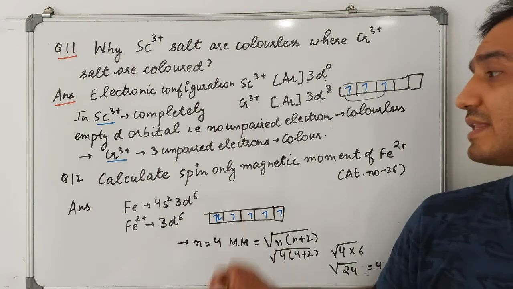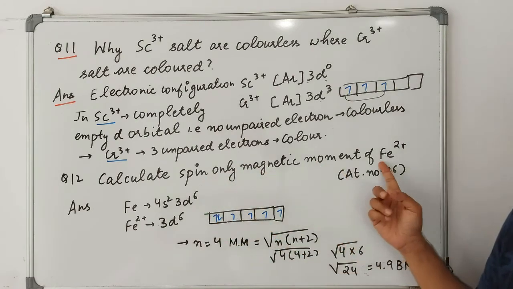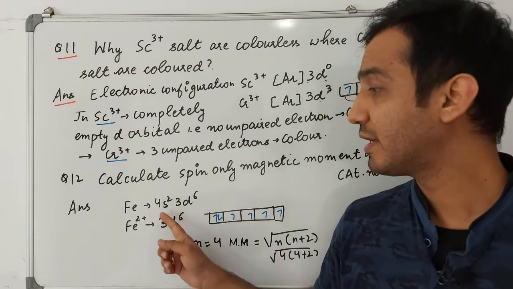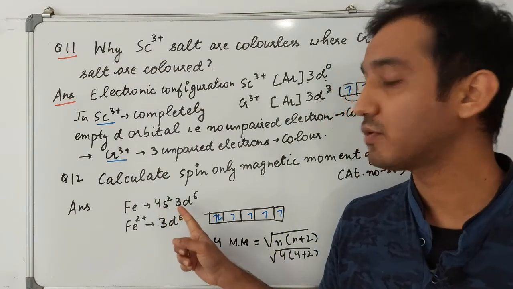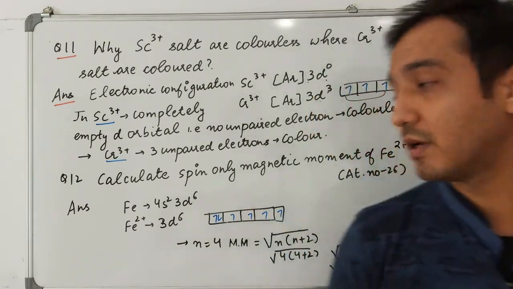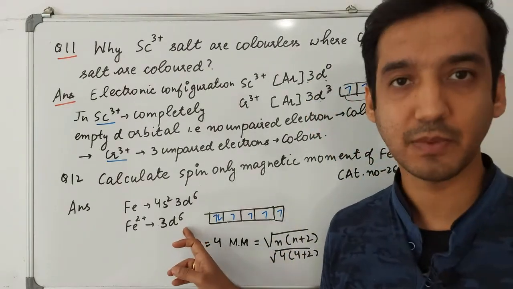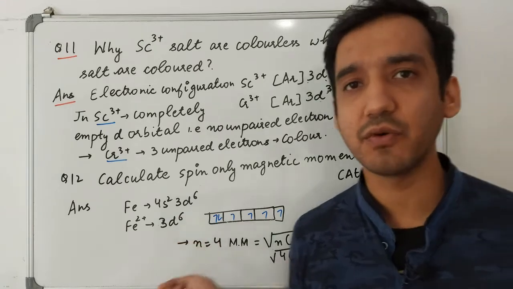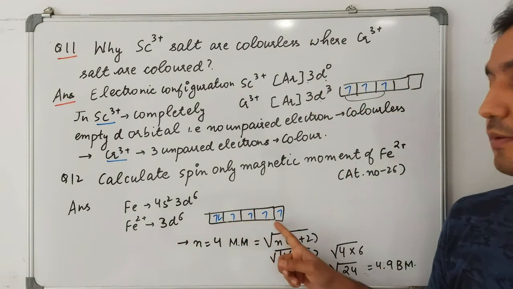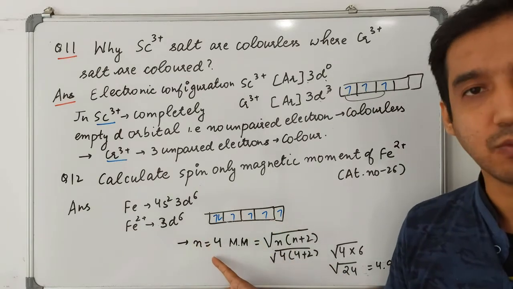Next, calculate the spin only magnetic moment of Fe2+. So first we write the electronic configuration of iron, which is 4s2 3d6. When you write Fe2+, the electronic configuration will become 3d6. Okay, so in 3d6, if you write the 3d6 electrons, what will you find? You have 4 unpaired electrons, so n will become equal to 4.